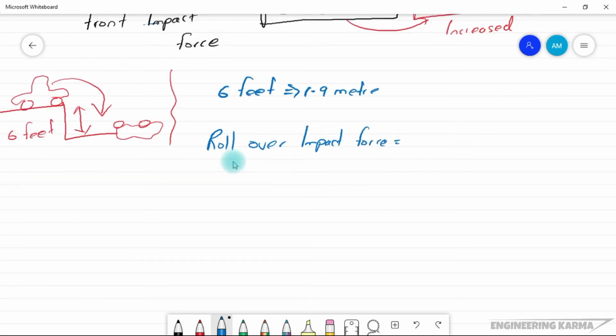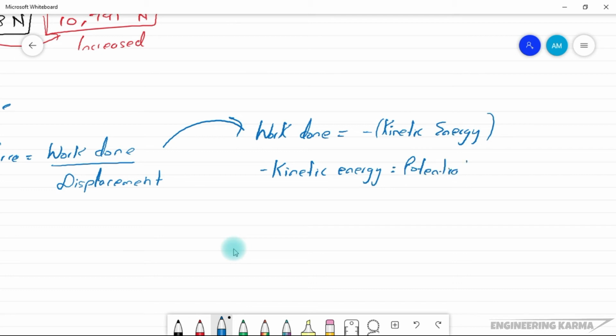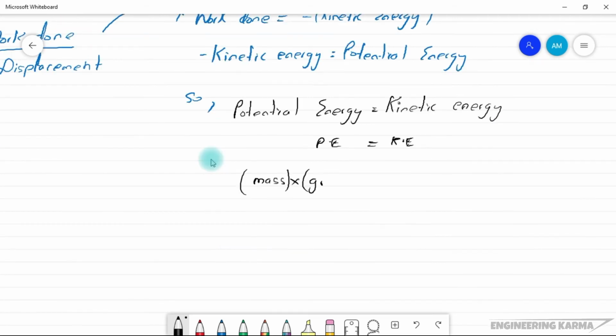Force can also be calculated by dividing work done by displacement. Work done can be calculated from kinetic energy, but kinetic energy needs velocity. So, equate kinetic energy with potential energy: mass into gravity into height equals a half into mass into velocity square.